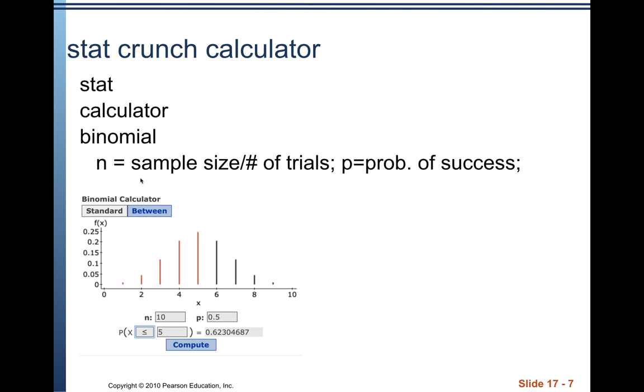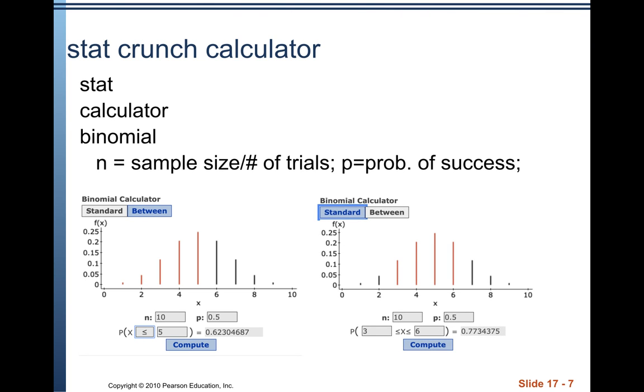In this case, we're going to put in the sample size. The n value is the sample size or the number of trials, and then the p-value that we put in is going to be the probability of success. So if you were flipping a coin, the p-value would be 0.5, 50%. If you were rolling a die, the p-value would be the decimal version of 1 out of 6. And you could do all sorts of probabilities with it.